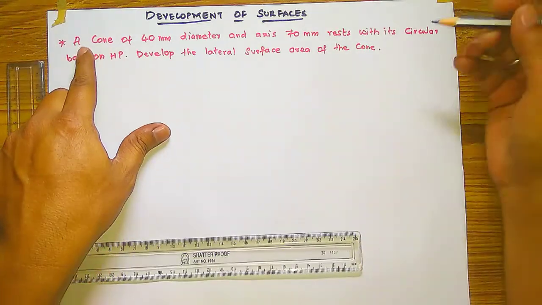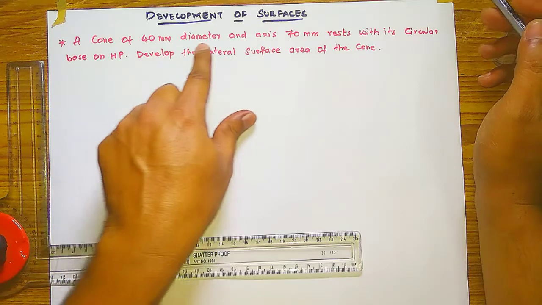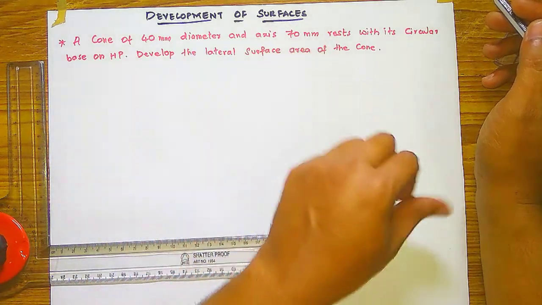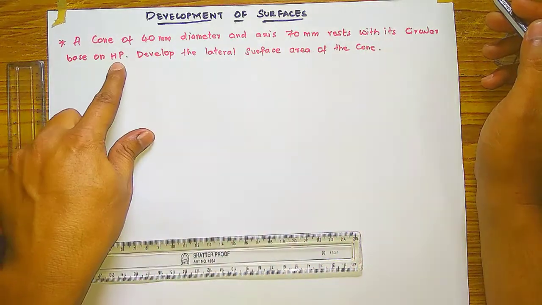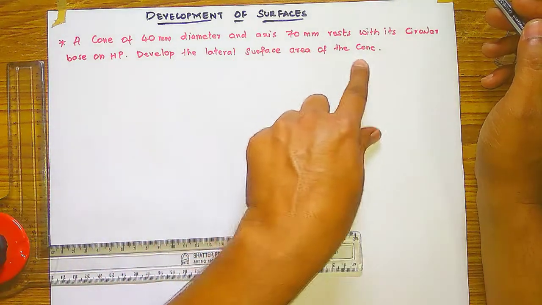Okay, I will start my question now. A cone of 40 mm diameter and axis 70 mm rests with its circular base on HP. Develop the lateral surface area of the cone.